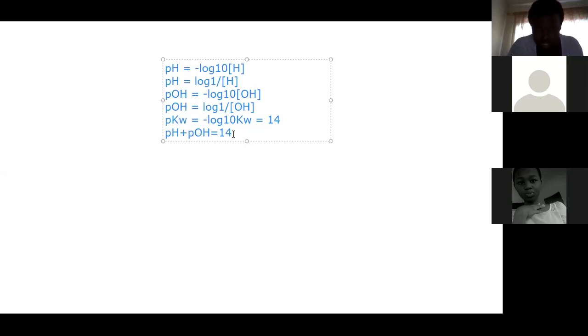So these are just simple basic formulas that we are going to use in any calculation you are given. Maybe when you're asked to calculate the pH of this, the pOH of this, or the concentration of this, it's just these basic formulas we've learned that we are going to use.